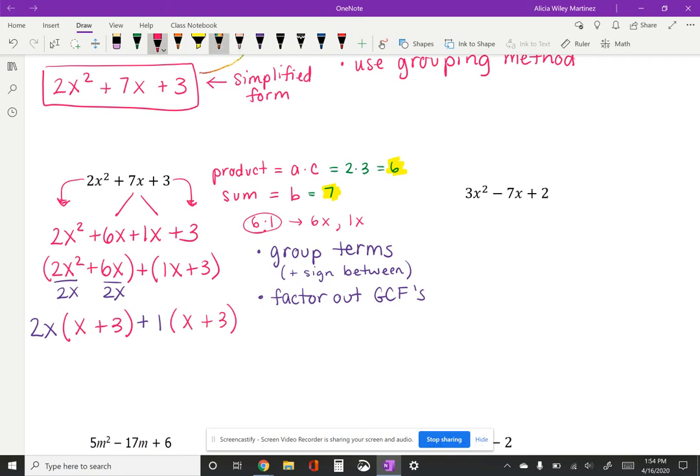Okay, at this point of the problem, what should happen is you should be left with 2 parentheses in your expression that are exactly the same. Basically, what that means is you have yet another common factor. So I'm going to take out that common parenthesis. So you're going to factor out the common parenthesis, which will be the x plus 3.